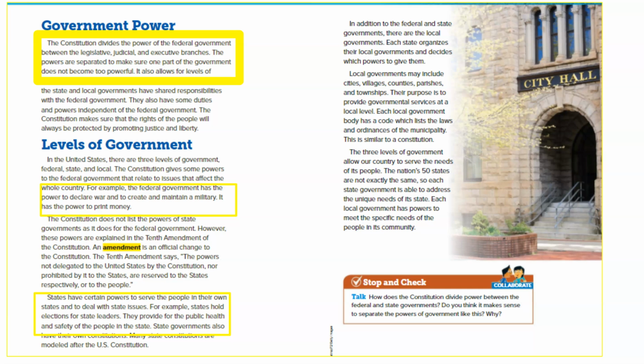Thinking back to the federal government laws, do you think that the power to print money would be listed in the New Jersey state constitution? Pause right here and think about that. You are correct. As we've learned earlier, the power to print money is a right of the federal government, not of the state governments. What might happen if each state could print its own money? Pause right here to think about that.